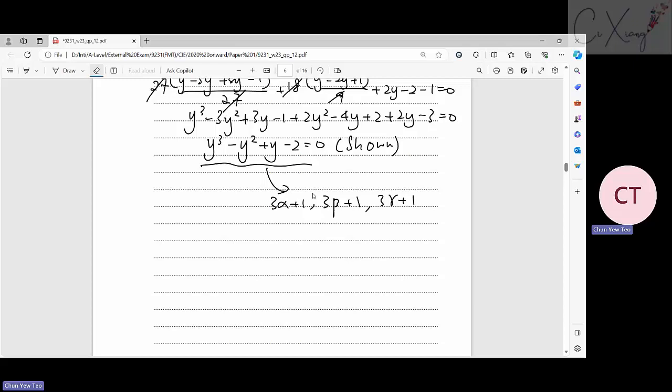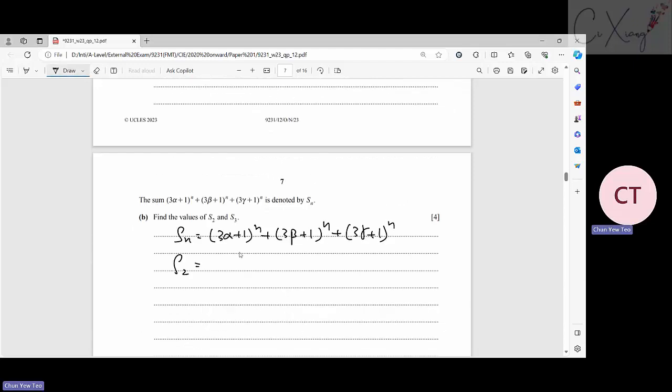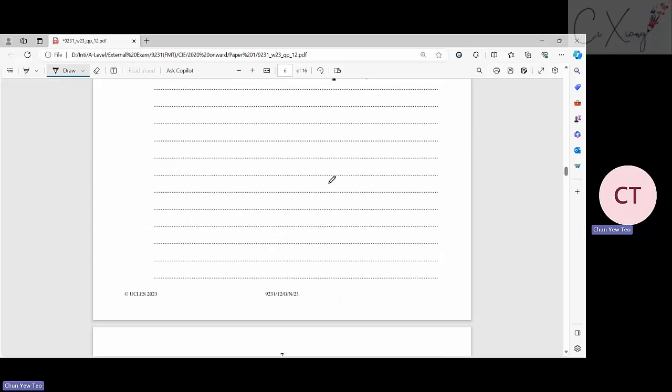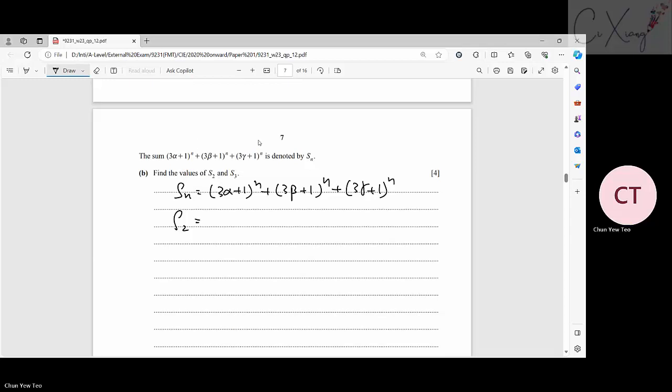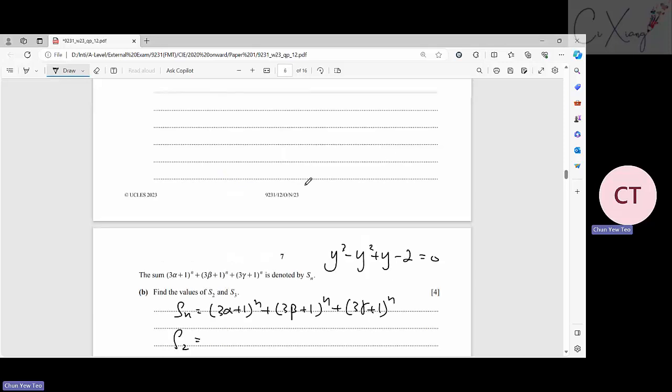So when you want to find S2, we just take from here. What you can do is just use the formula. Okay, maybe I copy down the result: y cube minus y square plus y minus 2 equal to 0.